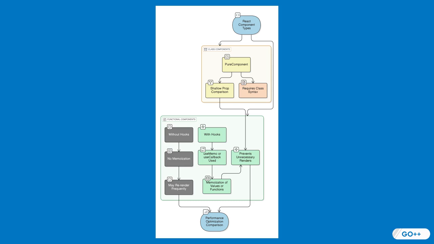In summary, mastering React performance is about understanding when and how to use these tools effectively. PureComponent is ideal for scenarios with simple, shallow data changes, while functional components with hooks provide a more flexible and powerful approach to state management and optimization. By leveraging these techniques, you ensure your React application sails smoothly, even through complex and data-intensive scenarios.